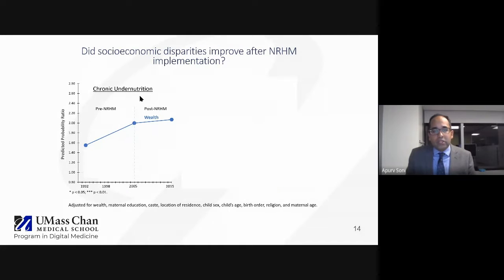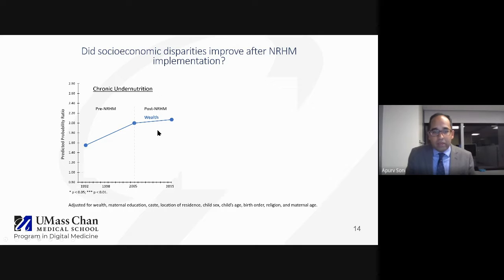Finally, the third question that we wanted to understand was, did socioeconomic disparities improve after the implementation? So this is looking at chronic undernutrition, and the y-axis is the predicted probability ratio. Again, any score higher than 1 suggests that there is increasing disparity. And what this shows is that wealth-based disparities were increasing prior to implementation of NRHM. The rate of increase slowed down, but it continued to increase.